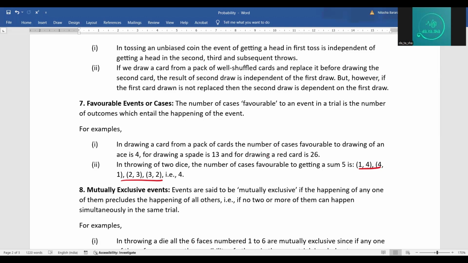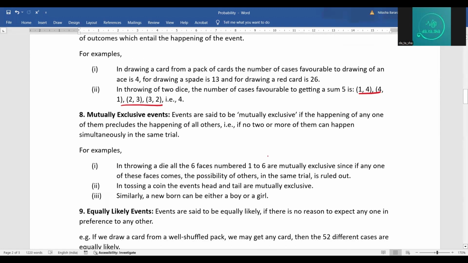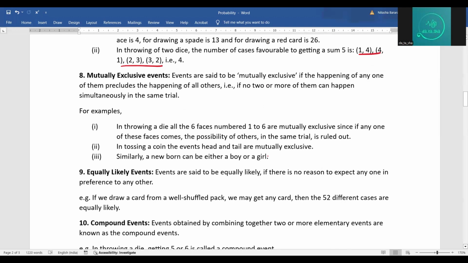So there are four different suits, and from all the suits, we have four aces. So I can draw it, right? So these are the favorable events or the cases. Then we talk about the mutually exclusive events.